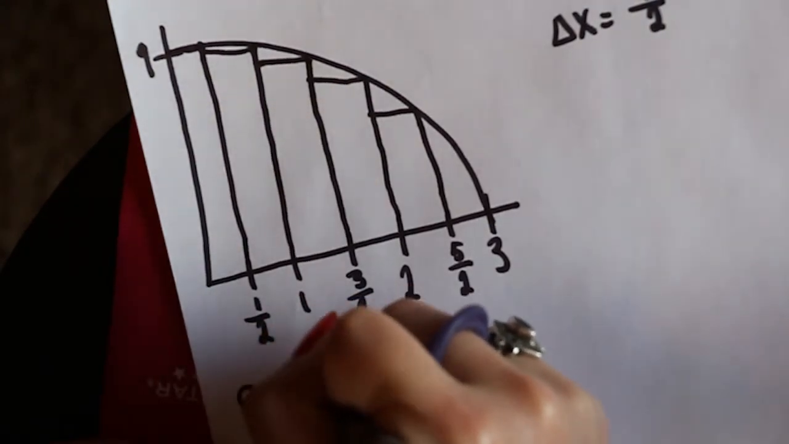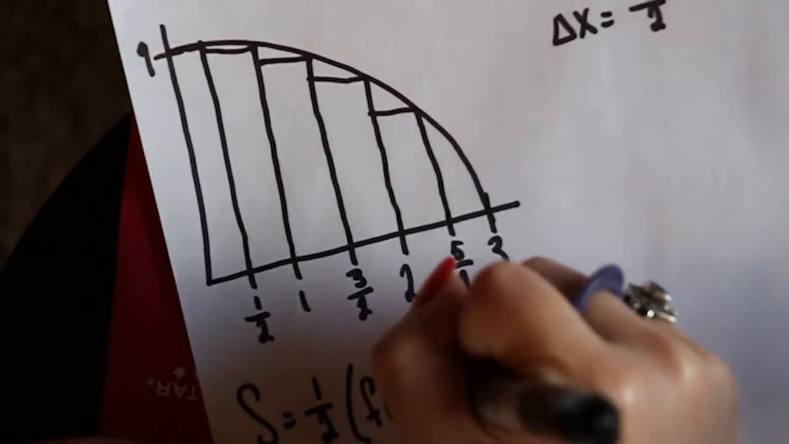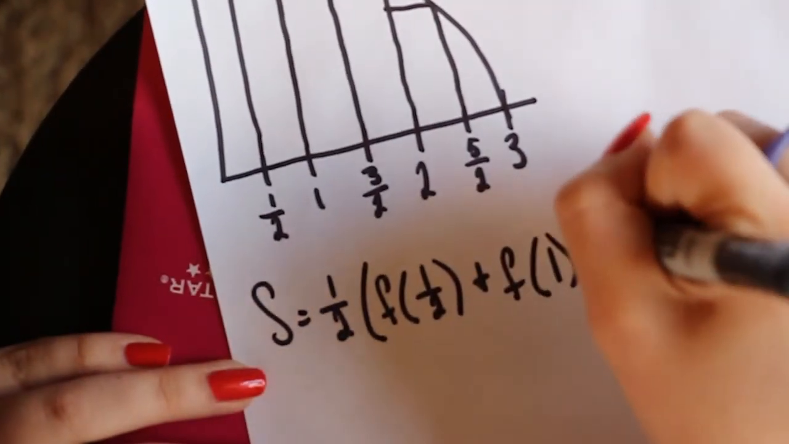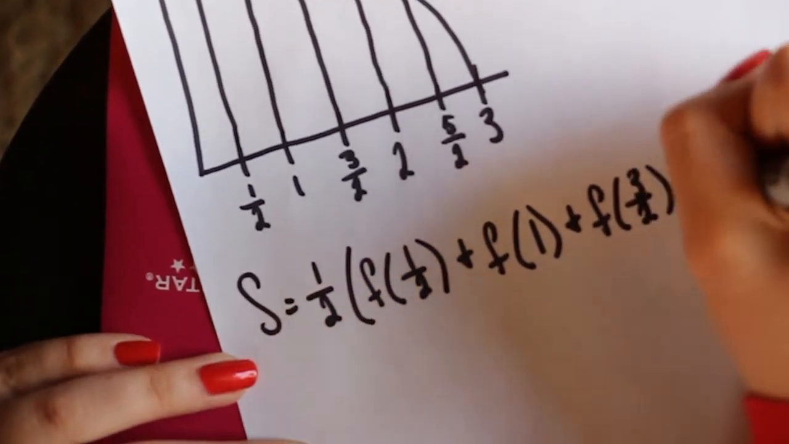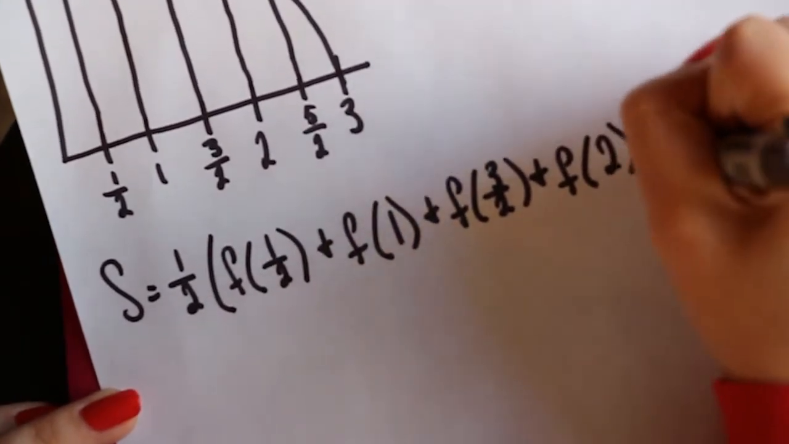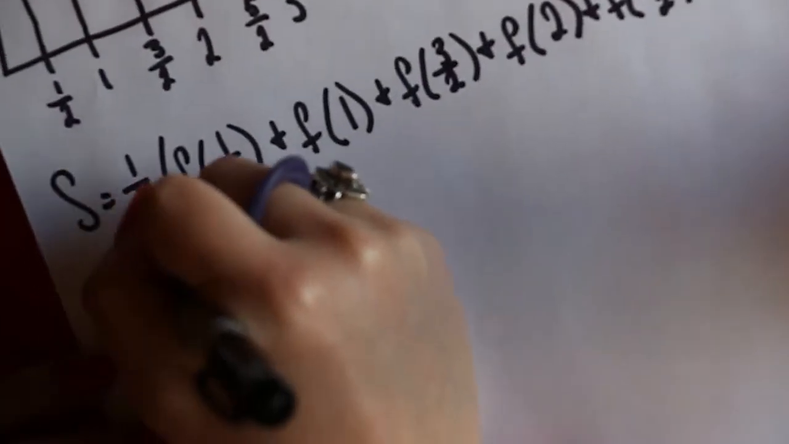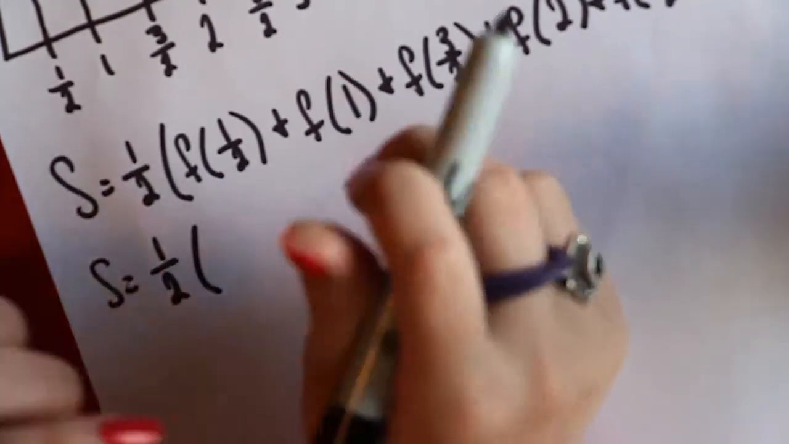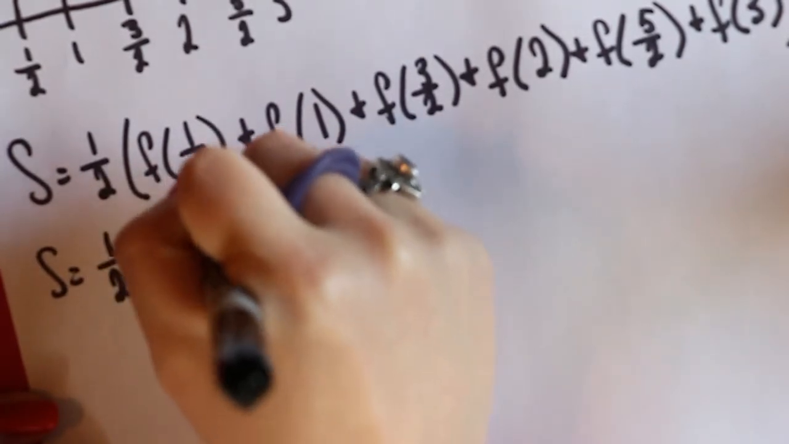And because the rectangle for when the function equals 3 would just be 0, because the function value of 3 is 0, there's not going to be a rectangle there. So the area of that rectangle is just going to be 0, but we're still going to add that in as an endpoint. So for this equation, we have to take the base, or the height of each rectangle, which is 1/2, and since we're going to be multiplying that by every one of the function values, we can just take it out front.